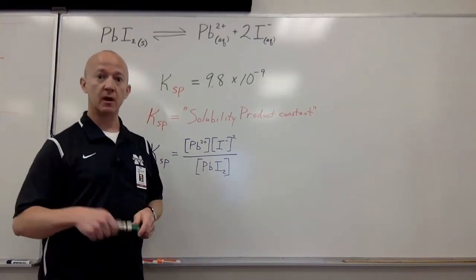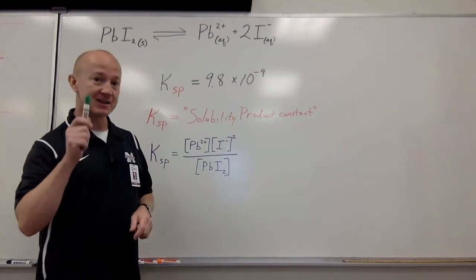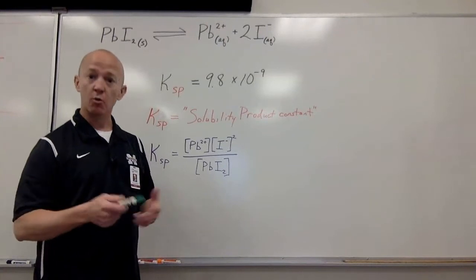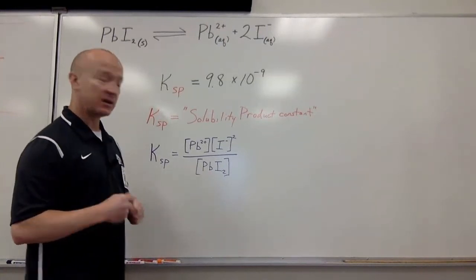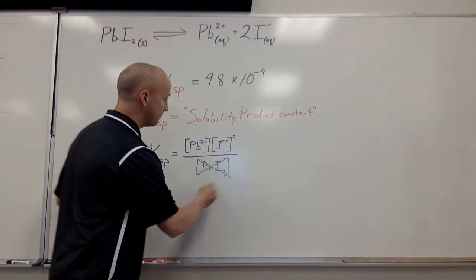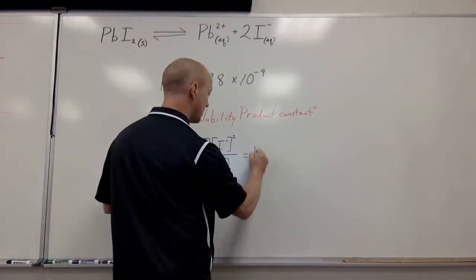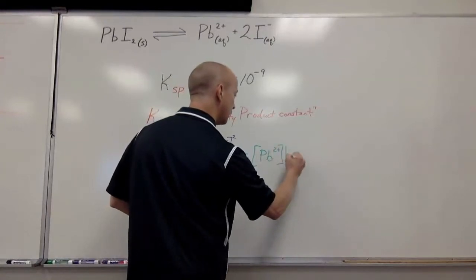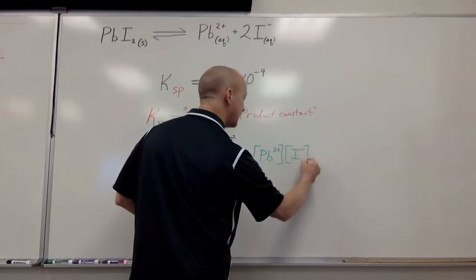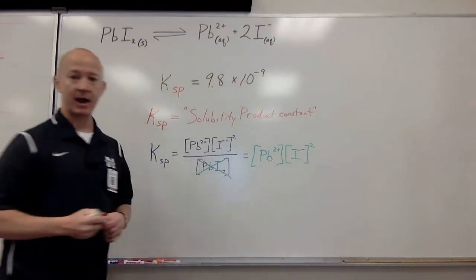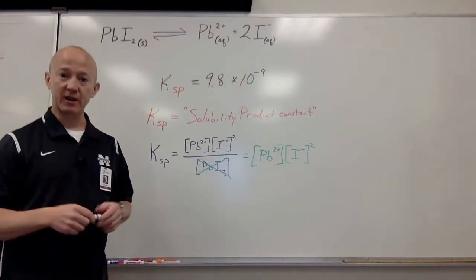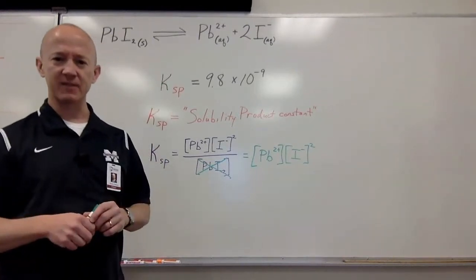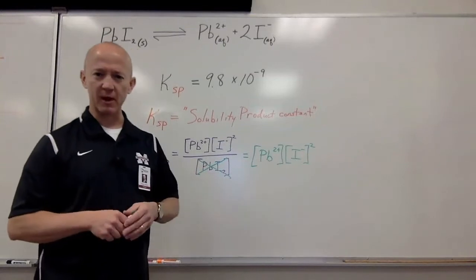But wait, lead iodide is solid. Remember what we said about solids or liquids? They're pure substances. We don't use them in our Ksp expression. And so therefore, our Ksp is just the concentration of lead-2 multiplied by the concentration of iodide ion to the second power. So that's our Ksp for this reaction. And for reactions where you're dissolving a solid, that's usually going to be what the format looks like.